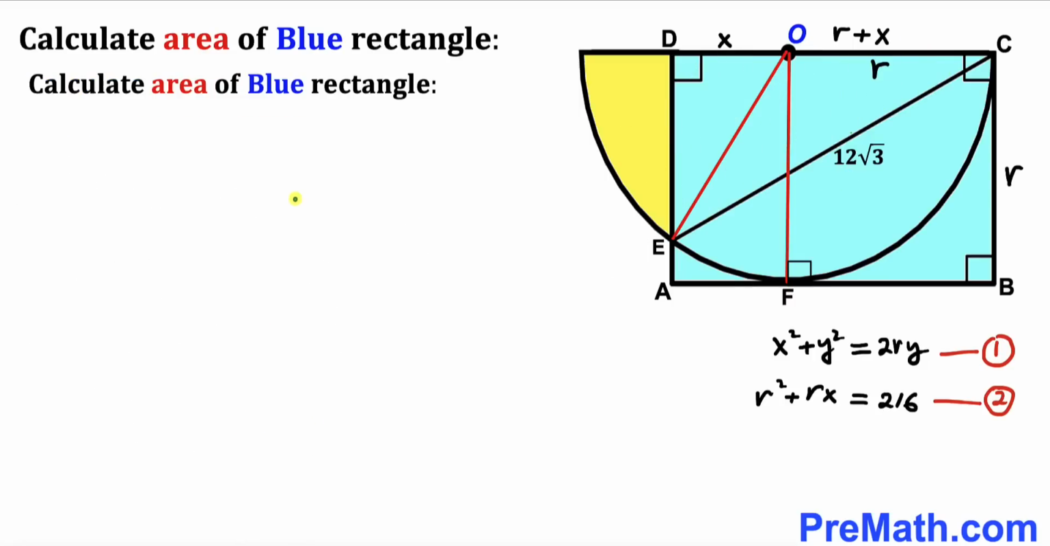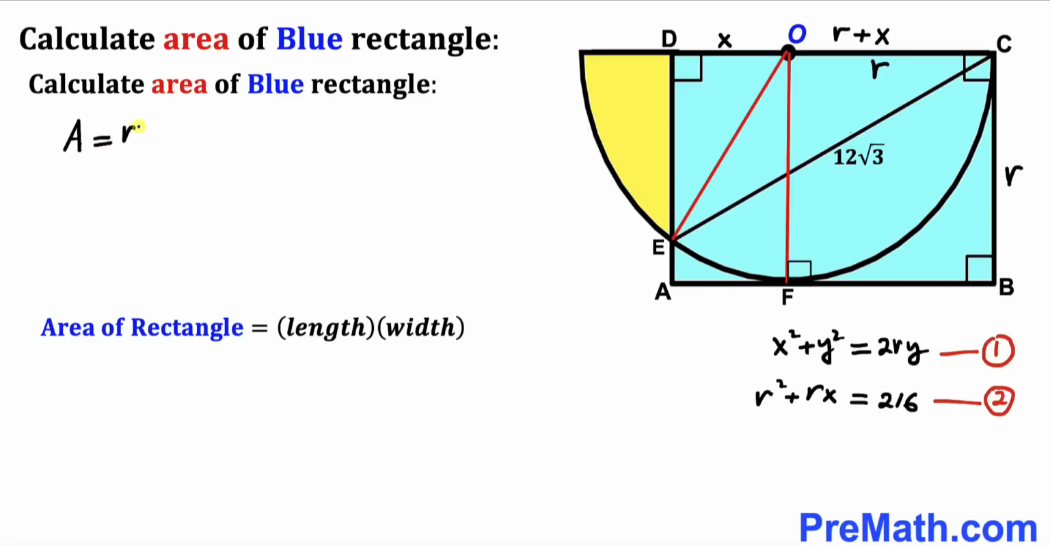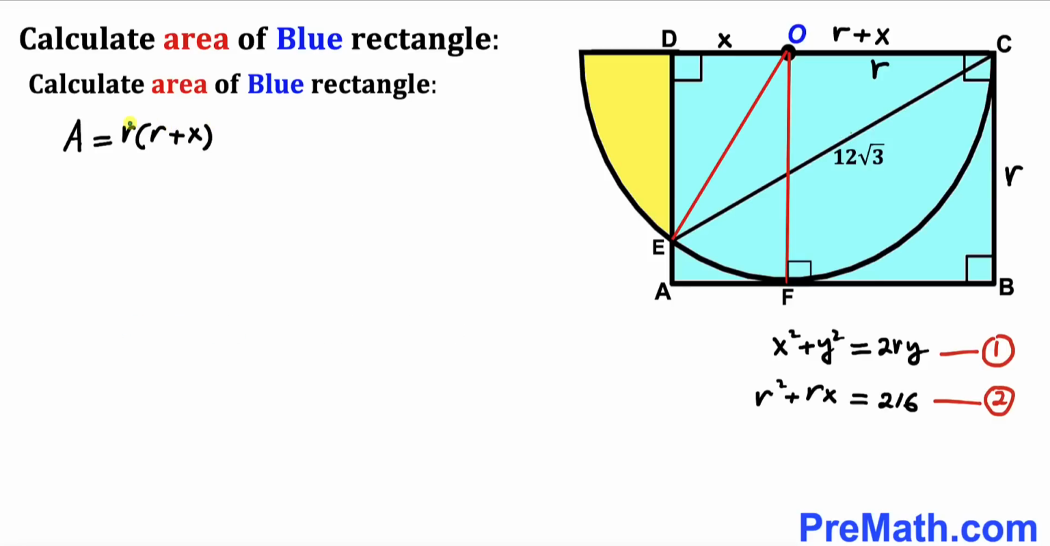And here's our final step. Let's go ahead and calculate the area of this blue shaded rectangle ABCD. And now let's recall the area of a rectangle formula. Area equals length times width. And now we can see that our length and width are r and r plus x for this blue rectangle. So the area of this blue shaded rectangle is going to become r times r plus x. And now let's go ahead and distribute r. So the area of this blue rectangle is going to be r square plus r times x.